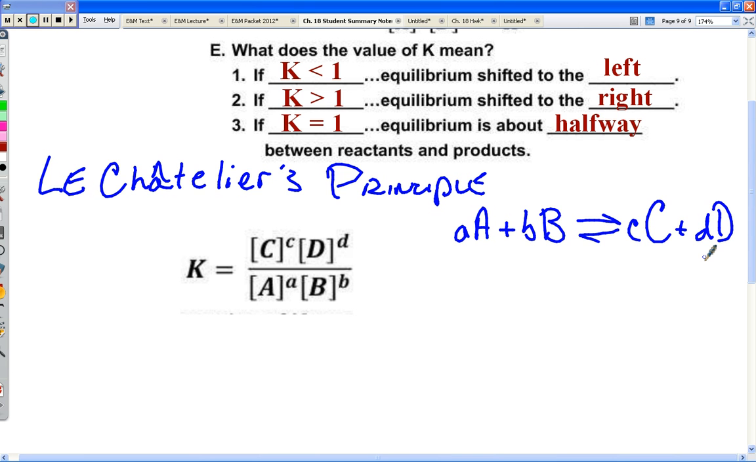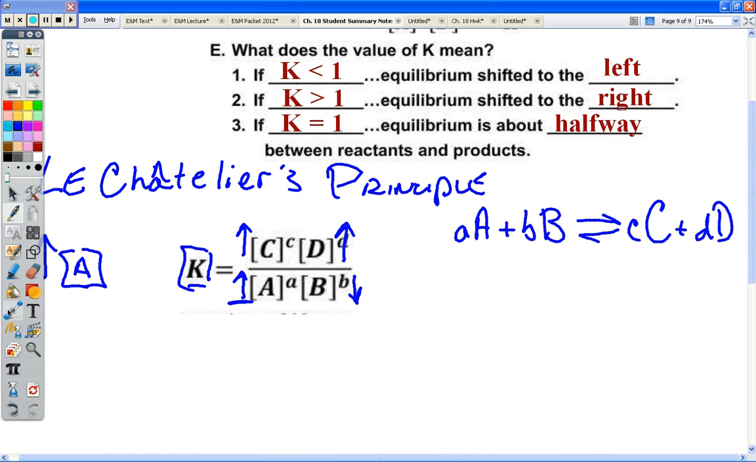So if we were to increase the concentration of A, look at how this is going to affect all of the other things. If we increase this one and this stays the same, either B is going to have to go down to maintain the same constant, or C is going to have to go up, or D is going to have to go up in order to counteract what A is.